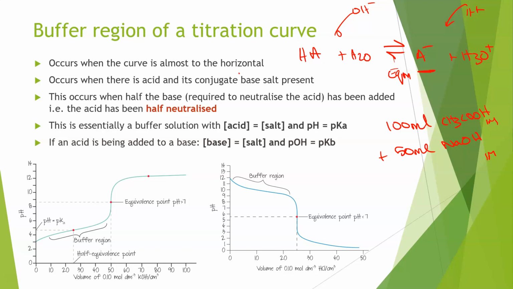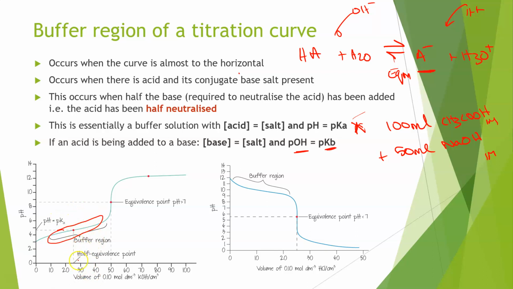So where the concentration of the acid equals the concentration of the salt, we find the relationship that the pH is equal to the pKa. And if an acid is being added to a base, the base concentration is equal to the salt concentration, the pOH is equal to the pKb. And we see this in titration curves by looking at these here. These regions that we get, these flatter regions on the side of the equivalence point, before the equivalence point, from the start of titration, these flatter regions, these are the buffering regions.